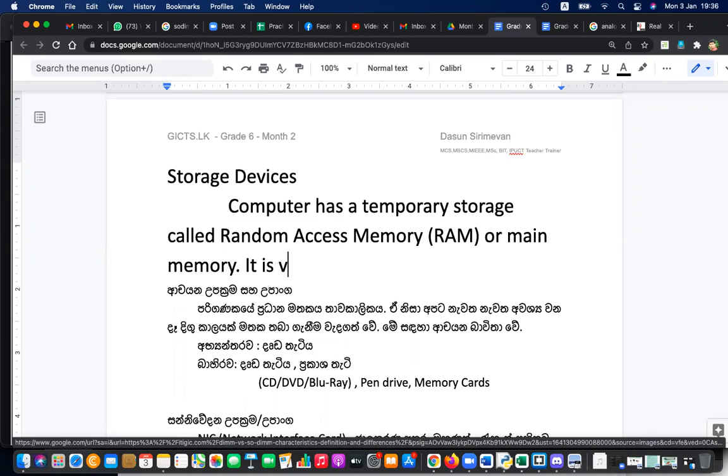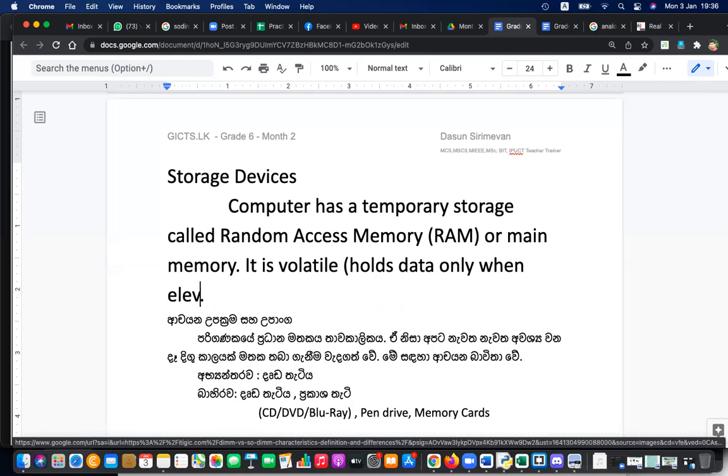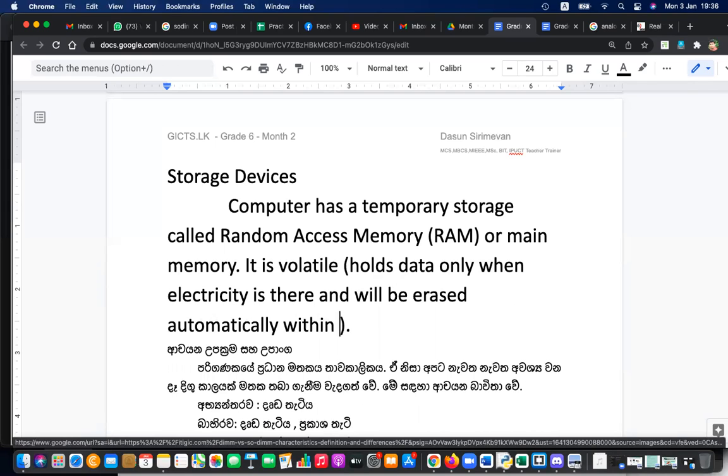It is volatile. Volatile means holds data only when electricity is there, and will be erased automatically within a short time. That is what volatile is.